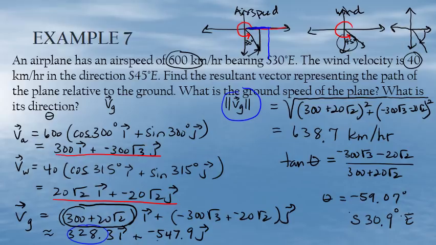All right, so the ground speed of the plane is 638.7 kilometers per hour. That's my airspeed with the wind affecting me. And the angle is now south 30.9 degrees east. So you can see that from where I started, my angle has been pushed a little bit more east. So I think that makes sense.